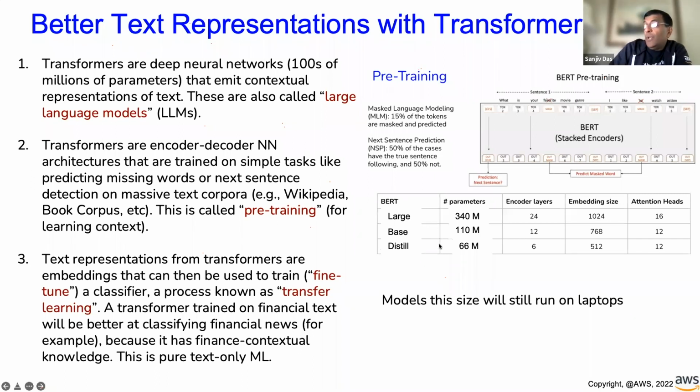So BERT, we know, the large version has 340 million parameters, the base version 110, and the distilled-down version has 66 million parameters. So these are large networks. And how are they trained? They're basically trained by passing all the text in Wikipedia and BookCorpus, for example, through it.